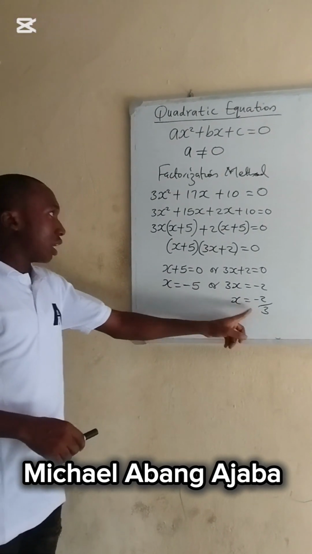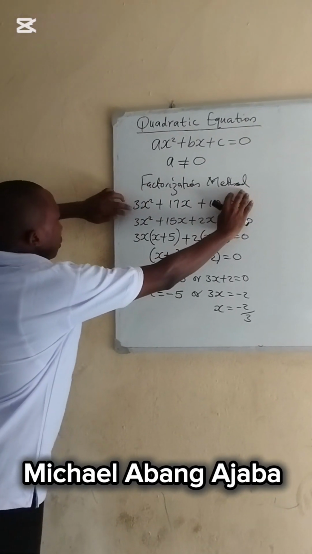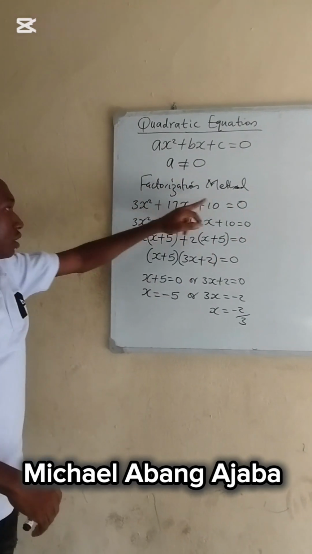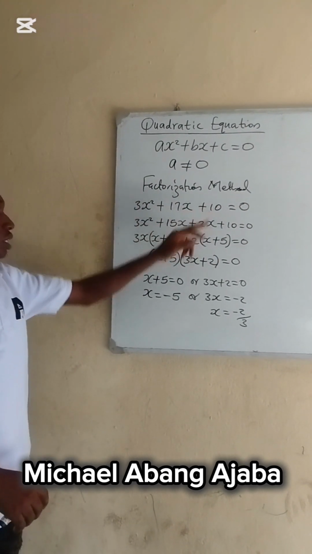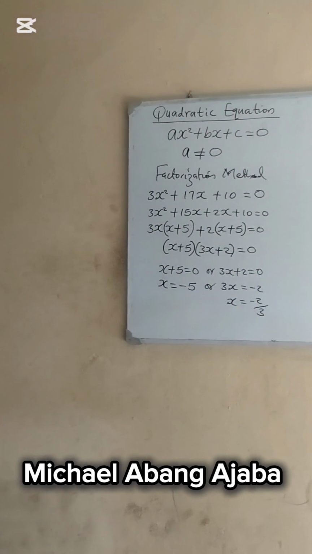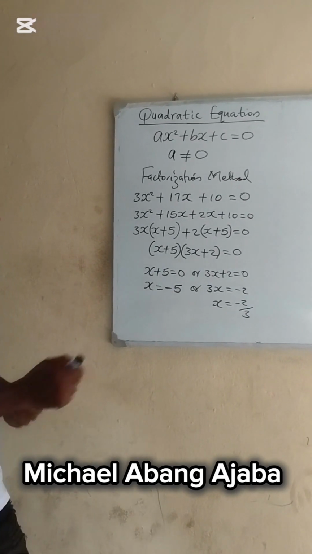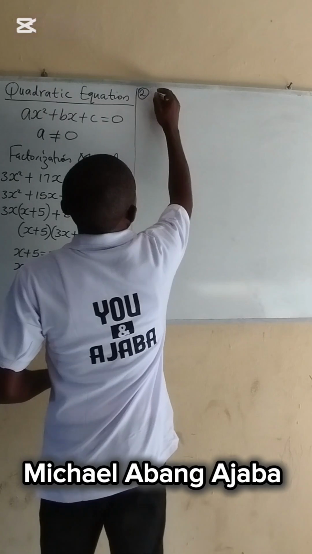Because if you substitute any of these two values into this expression here, just substitute in place of x, you are going to have 0. Or substitute this in place of x, you are going to have 0. So we call them the zeros of the equation, or we call them the roots of the quadratic equation. So we'll consider another example.